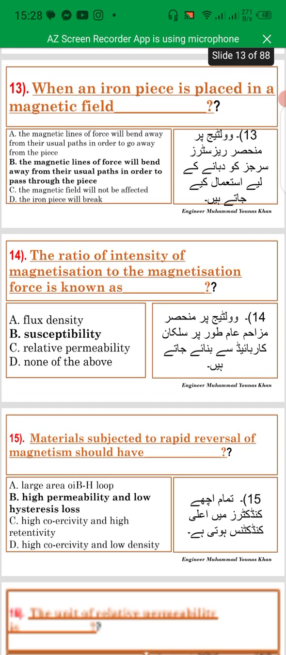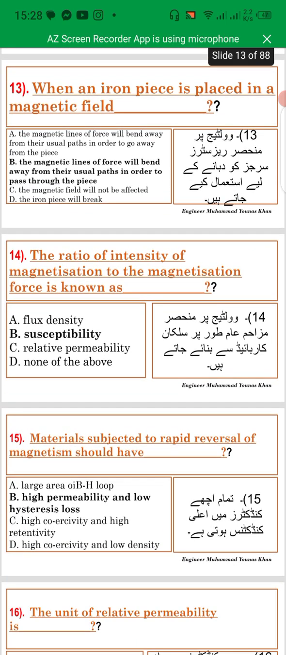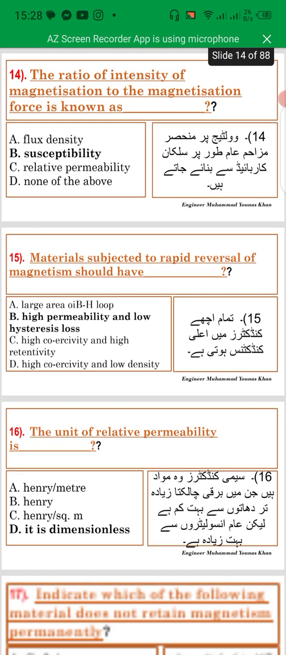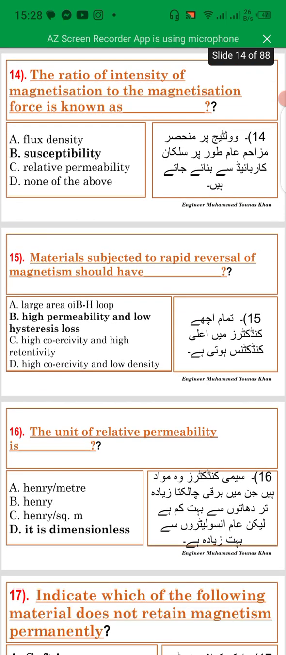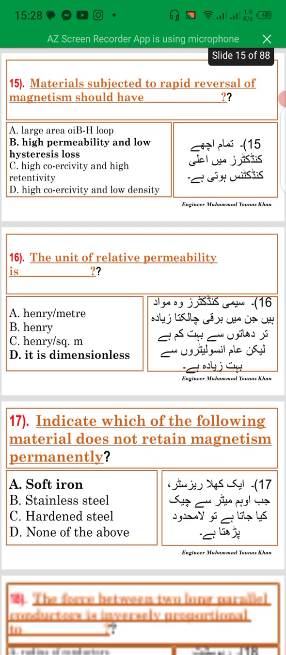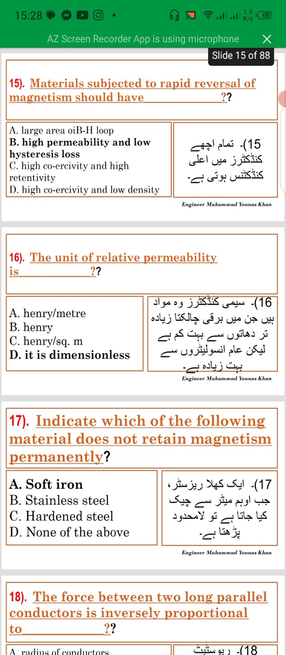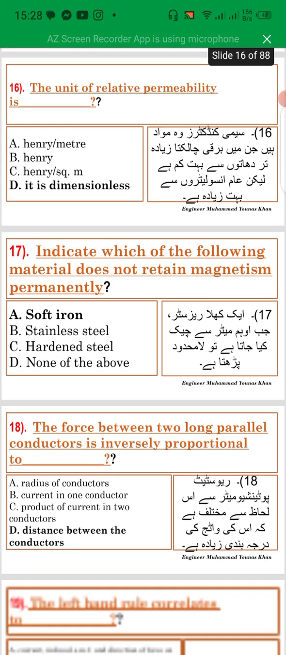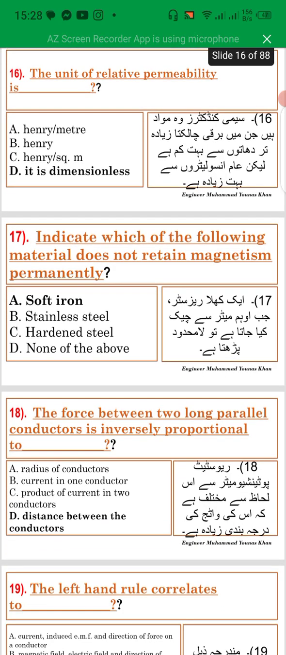When an iron piece is placed in a magnetic field, the magnetic lines of force will bend away from their usual paths in order to pass through the piece. The ratio of intensity of magnetization to the magnetization force is known as susceptibility. Material subjected to rapid reversal of magnetism should have high permeability and low hysteresis loss. The unit of relative permeability is: it is dimensionless.